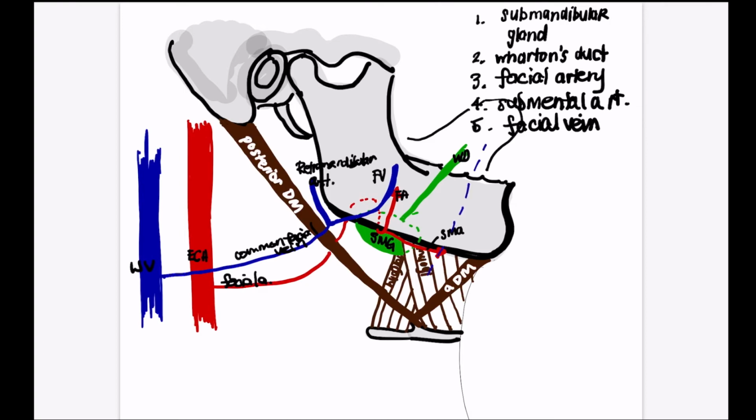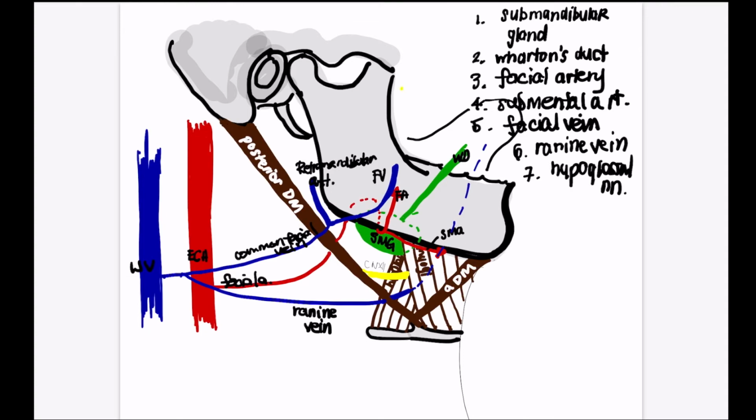The sixth structure is the Ranine vein. It passes medial to the digastric belly and it drains to the common facial vein. And later on, I will show you that it is below the hypoglossal nerve. This is called the hypoglossal nerve, which is the seventh structure.